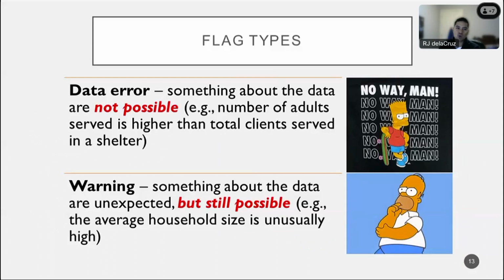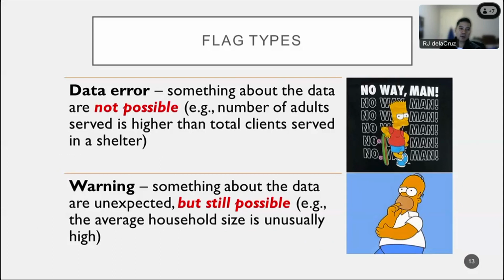Data errors and warnings. Data errors are things that are impossible in the data. For example, the number of adults served is higher than the total number of clients served in the shelter. So again, you can't have a subset that's larger than the full set. You couldn't have more adults than total clients.